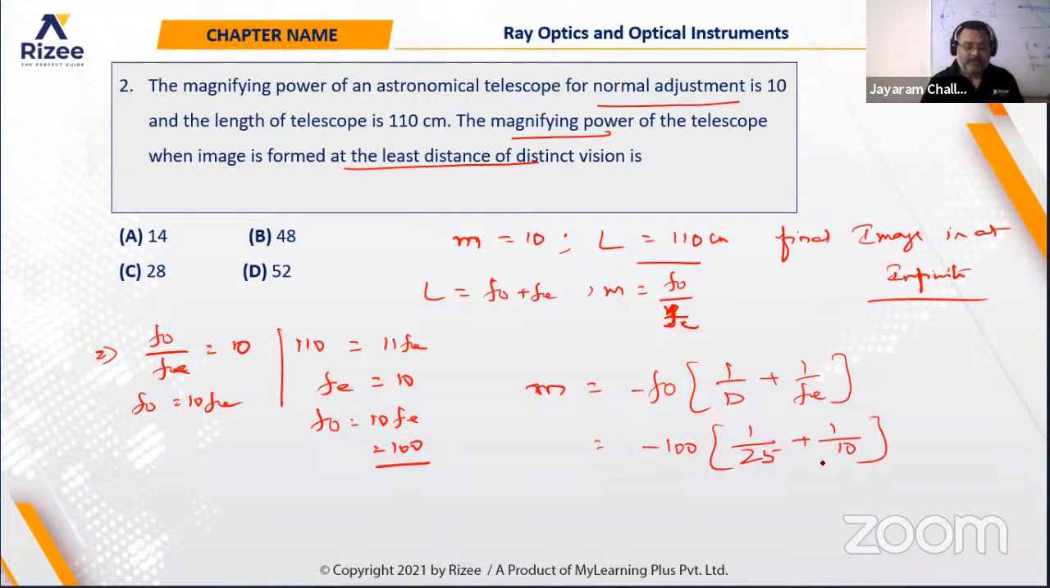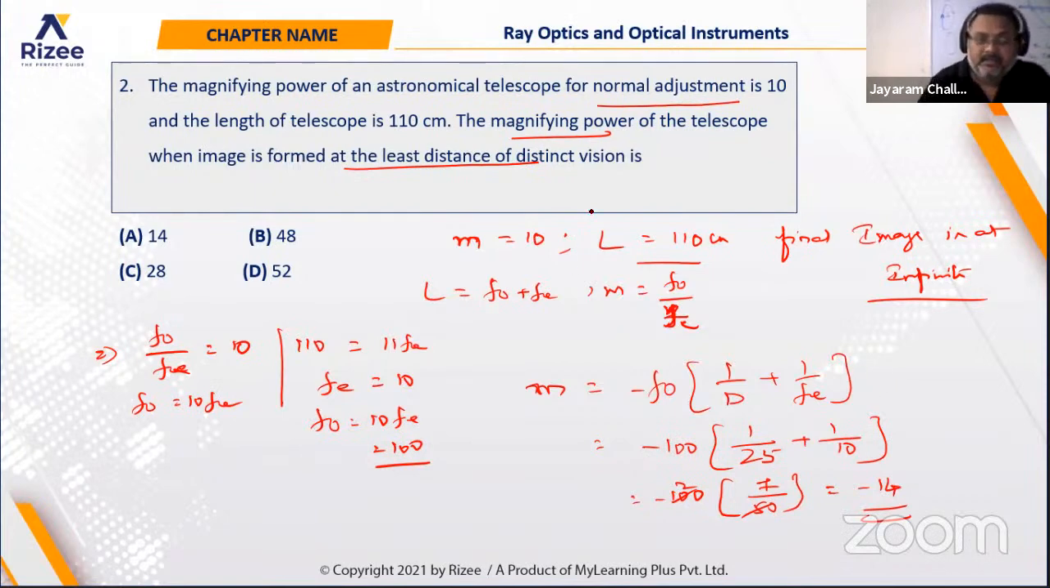So when you solve this one, obviously that is minus 100 of, so what's going to be your LCM? 50, in the sense 2 plus 5, which is going to be 7 by 50. If I cancel this two times, then it will be minus 40. Okay, this is your magnification for the least distance of distinct vision, that is for the near point method.